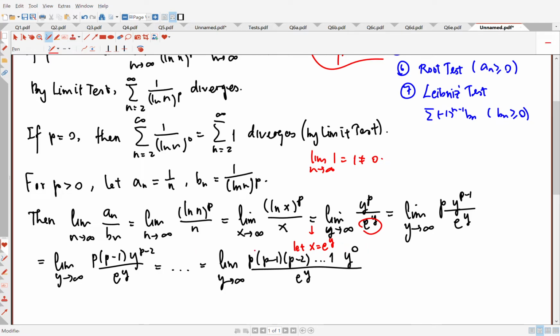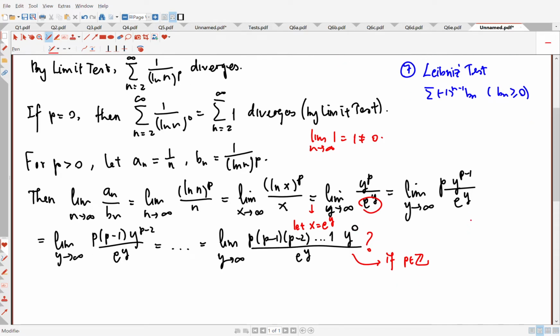Is this correct? If I keep doing L'Hôpital's rule, I will get this. But this is not true. This will be true if p is an integer, right? But p may not be an integer. So after I apply L'Hôpital's rule, I may not get 0.